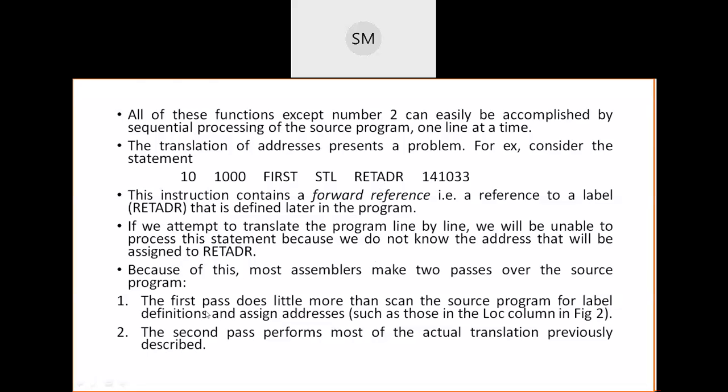This is the first task that we have to do. Then the second pass, in the second step, performs most of the actual translation previously described. Previously described means what? Whatever you have done till now, the translation of instructions into object code, that process only will be done in step number 2. So what is step number 1?